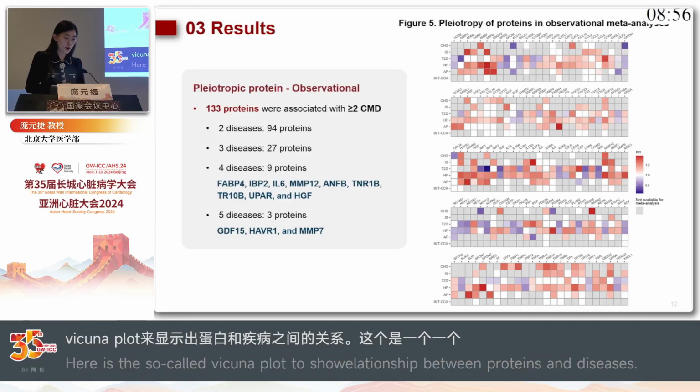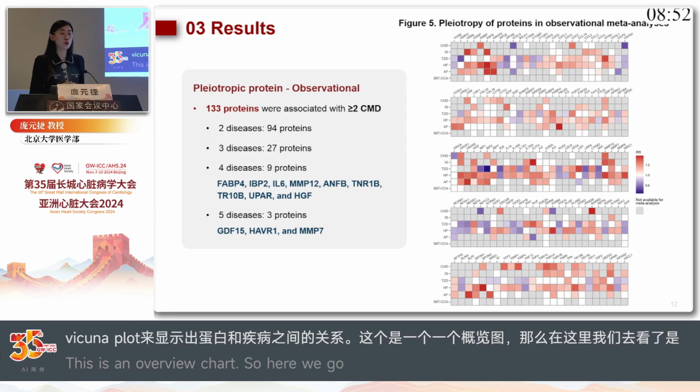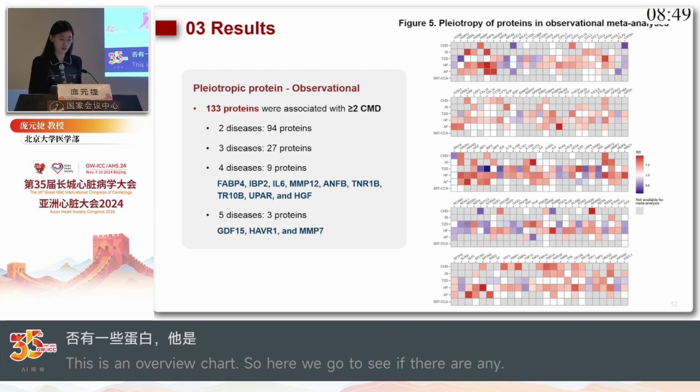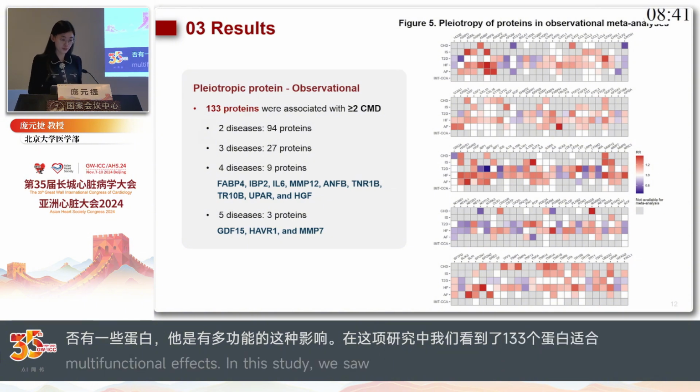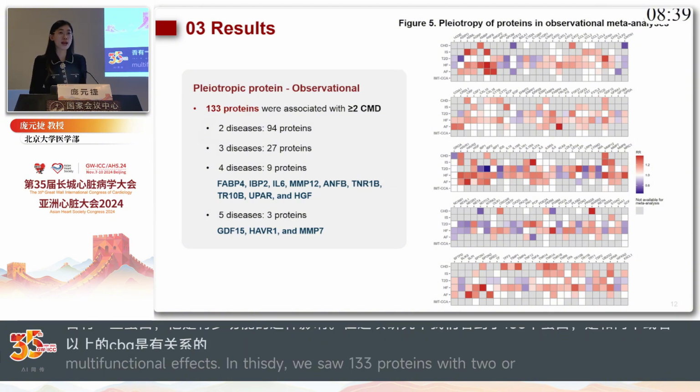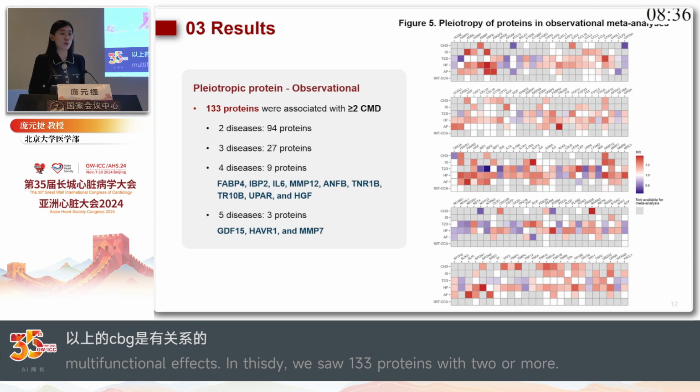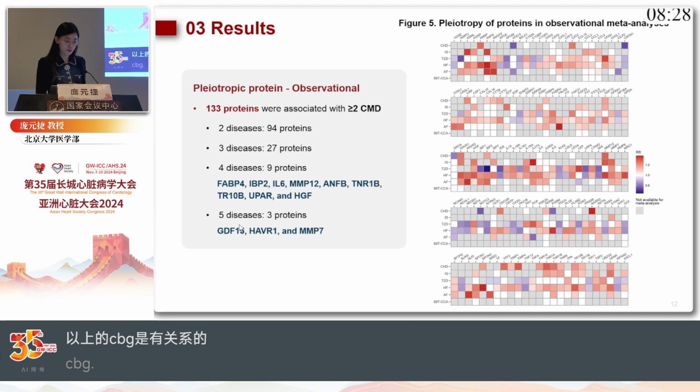Next, we look at whether certain proteins would have pleiotropic effect, meaning one protein could have multiple functions. So in the observational studies, we saw 133 proteins showing associations with 2 or more CMD subtypes. For example, we observed 9 proteins showing associations with 4 diseases. In particular, 3 proteins showed associations with 5 diseases, which were GDF15, HAVR1, and MMP7.